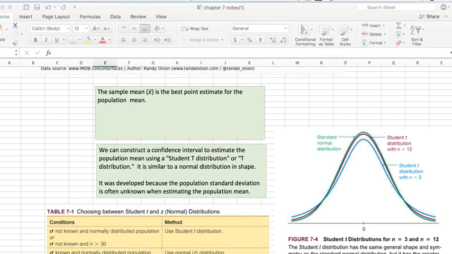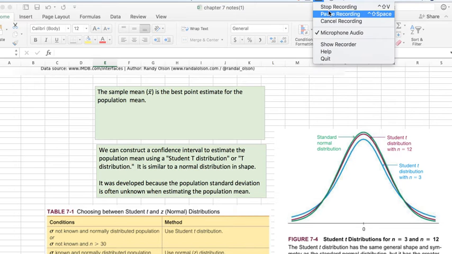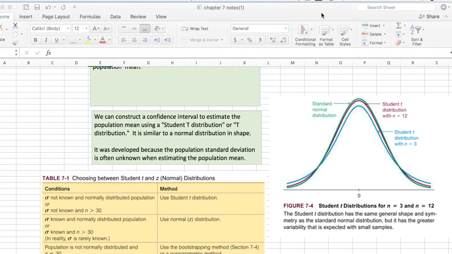And so the t-distribution has the general bell shape of the normal distribution. It does have a mean of 0, but it has a standard deviation that varies according to the sample size. And the bigger sample you get, as you can see, the closer the t-distribution approaches the shape of the standard normal curve.